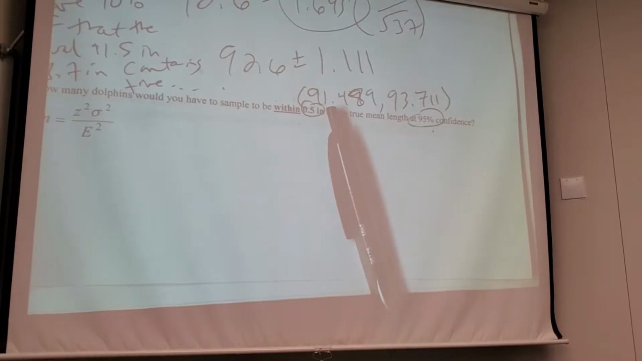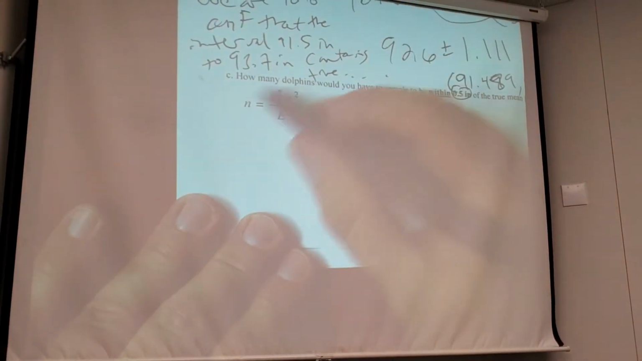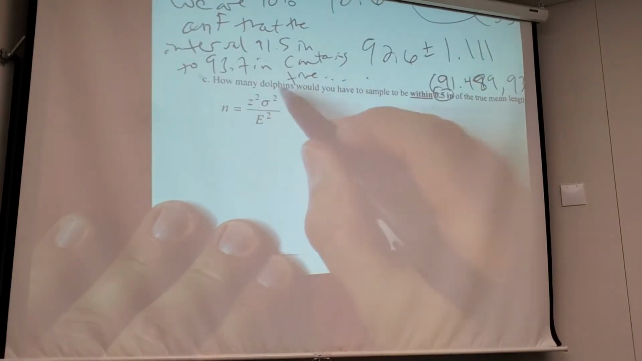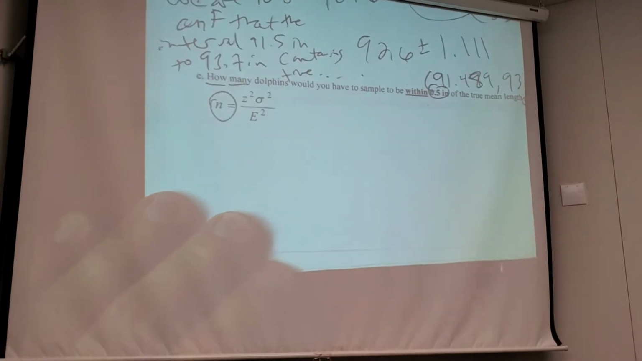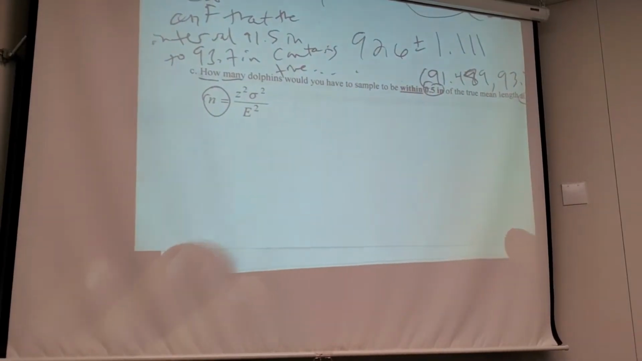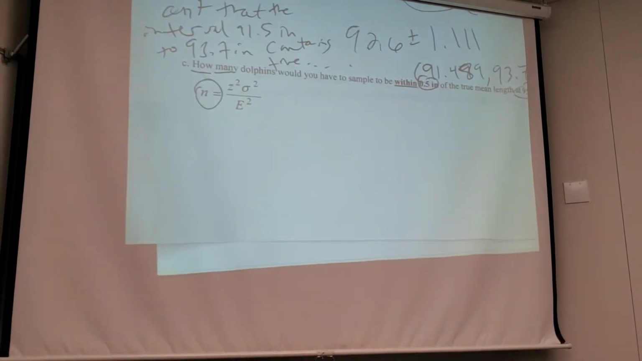How do I know I want to use a formula that solves for n? I still got to prove this thing. Because what's the question? How many? So I want a formula that solves for n. So where did this formula come from? I don't know. Yes, I do. So help me out. Remind me. This formula here. Which part of this is the error?